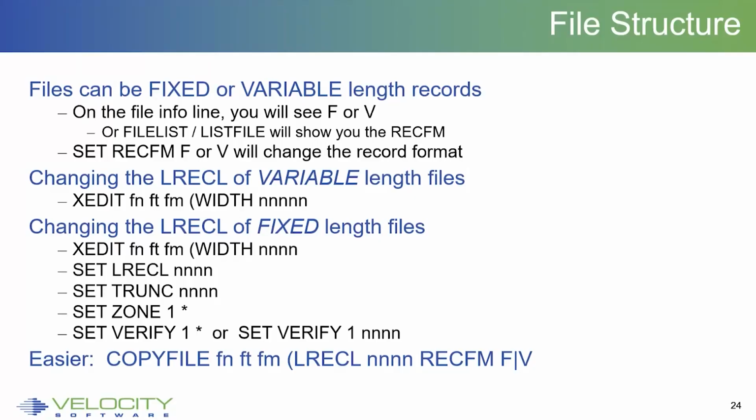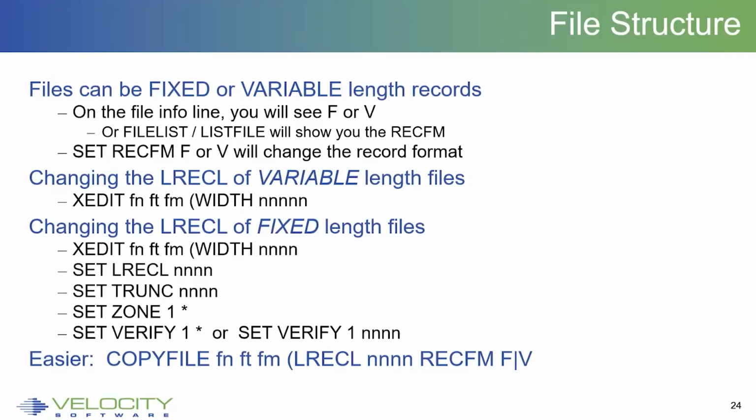Changing a fixed length file is a little more difficult. And I gave you a list of commands that would change the width of a fixed length file. You would have to XEDIT it with the width that you want, and then set the LRECL, the logical record length, set the truncation, set the zone, and then set the verify, or what amount of the data that you want to see on the XEDIT session on each line. So you'd have to do all of those commands in order to successfully change a fixed length record format file.